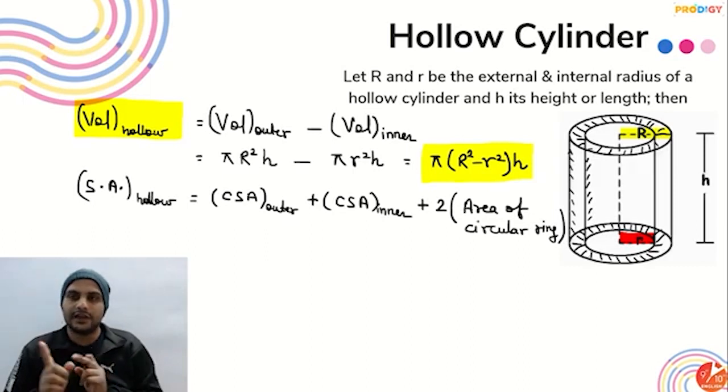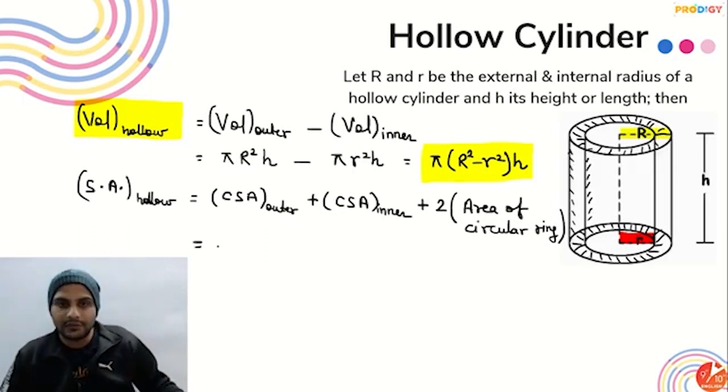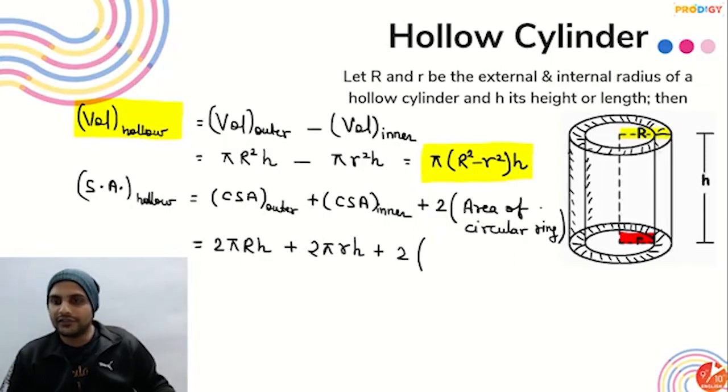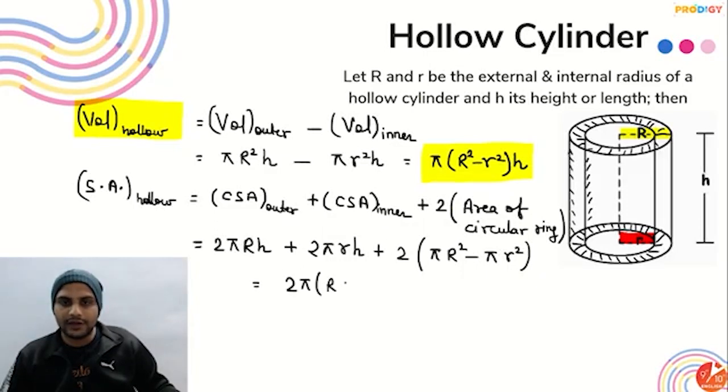Alright, so CSA of the outer cylinder will be equal to 2 pi capital R into H, plus CSA of the inner cylinder, 2 pi small r into H, plus 2 times the area of the circular ring, area of outer circle minus area of inner circle, so pi capital R square minus pi small r square. So finally you can get it as 2 pi into small r plus capital R into H, that is the sum of the CSA, plus 2 pi common, capital R square minus small r square.